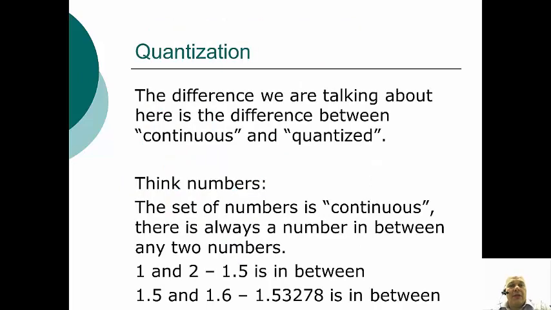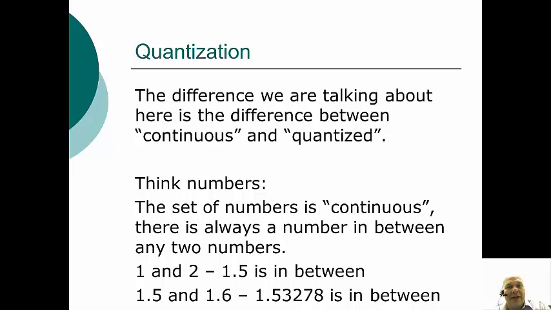This is what's referred to scientifically as quantization. And the easiest way to think of quantization is if you think a little bit about numbers. If you look at all numbers, the set of all numbers is continuous. What that means is there's always another number in between any two numbers. So if you take the number 1 and 2, there's a whole lot of numbers in between. 1.5, 1.6, 1.7. If you take 1.5 and 1.6, there's a whole lot of numbers in between.